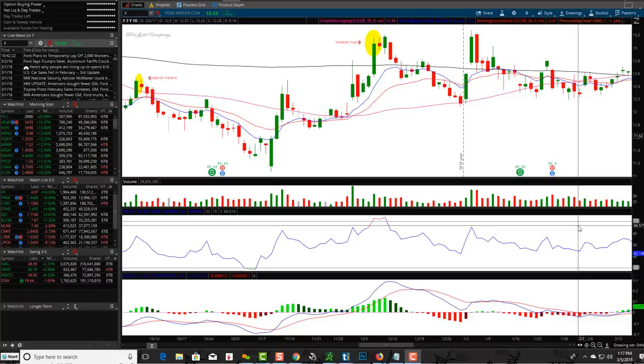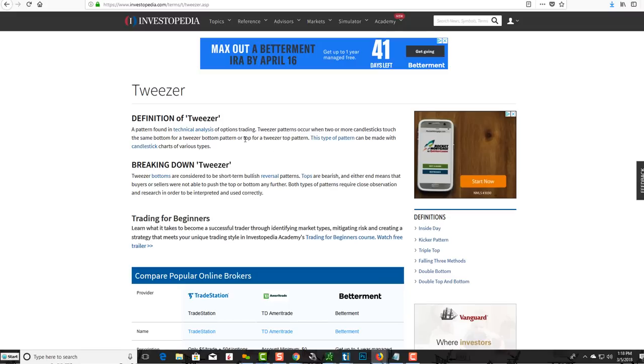Wanted to make this video on the Tweezer tops candlesticks pattern. I have charts. So tweezers are a pattern found in technical analysis of options trading or regular trading. I don't know why they have it specifically for options trading. That's interesting. Tweezer patterns occur when two or more candlesticks touch the same bottom for a tweezer bottom pattern or top for a tweezer top pattern.